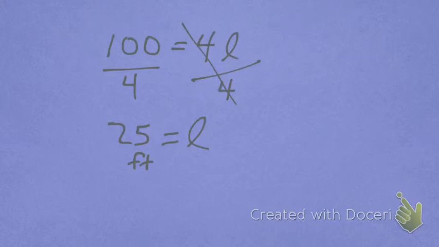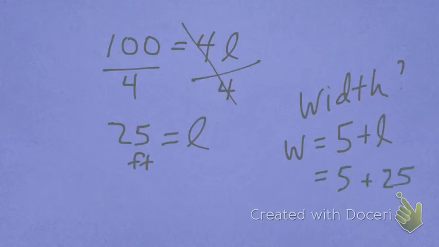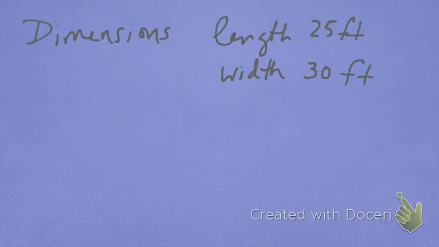But the question was, what are the dimensions? So if the length is 25, now I want to know what is the width. Well, we said the width is 5 more than the length. So that would be 5 more than 25. Apparently the width is 30. That is 30 feet. You know teachers love repetition. So the answer to the question, what are the dimensions? The length is 25 feet, the width is 30 feet.